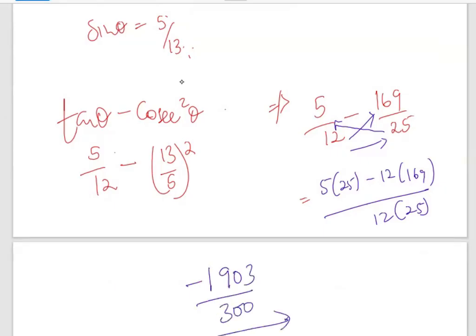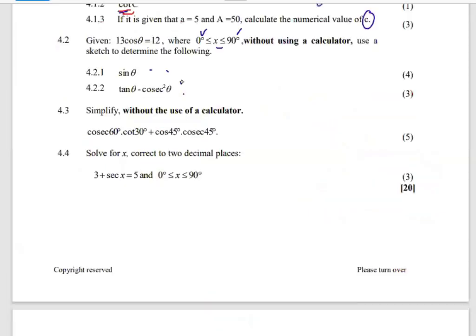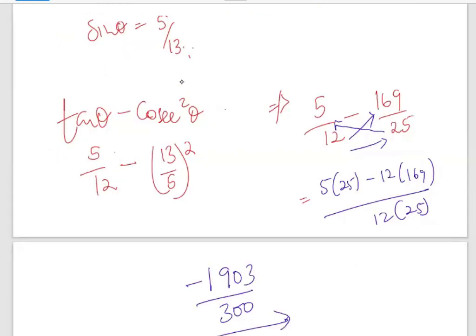But examiners, how do you expect people to multiply this without a calculator? Okay, but remember, the calculator part is just to avoid learners from getting the value of theta. We don't want the value of theta. But then with all the other steps, feel free to use the calculator.